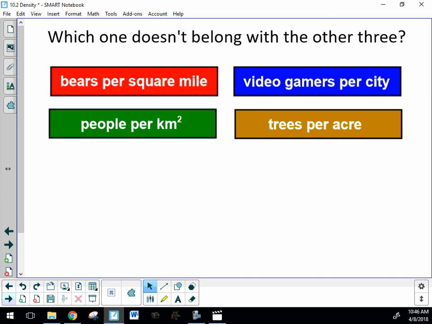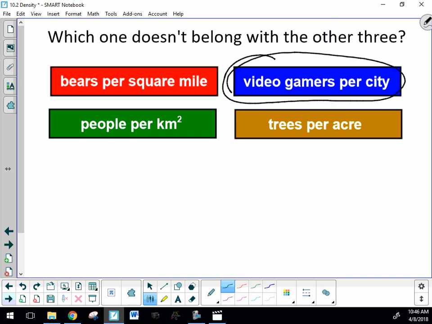We have bears per square mile, video gamers per city, people per square kilometer, and trees per acre. Hopefully you have identified that it is this one. Video gamers per city. The reason this one is not so hot is because a city is not a measurement. We don't know how big the city is. It doesn't really tell us about the density of the video gamers.